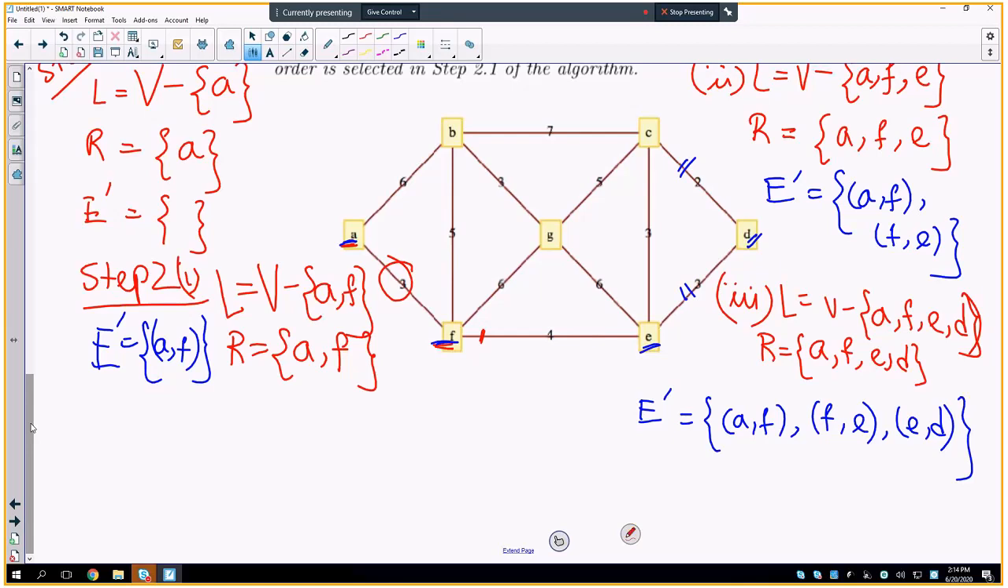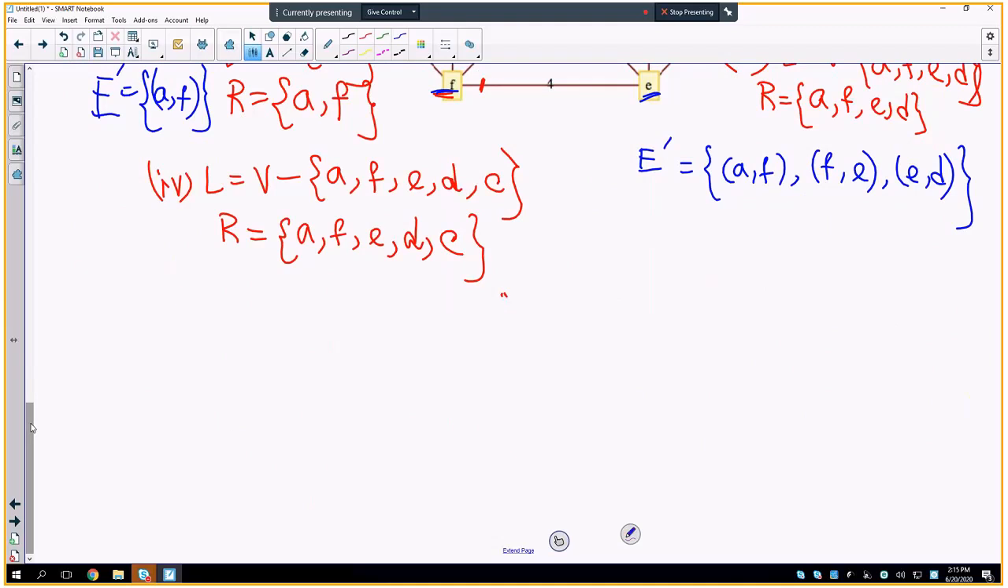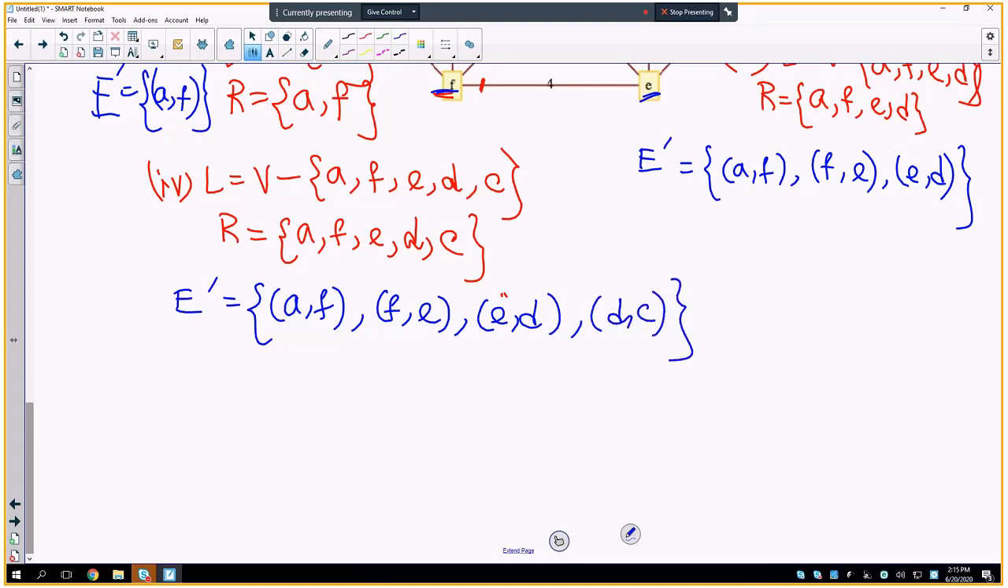So let's see, after step 2 part 4, my L is V minus A, F, E, D, C, whereas my R has become A, F, E, D, C, and we will say E prime is the set of AF, FE, ED, and DC, and we will repeat.